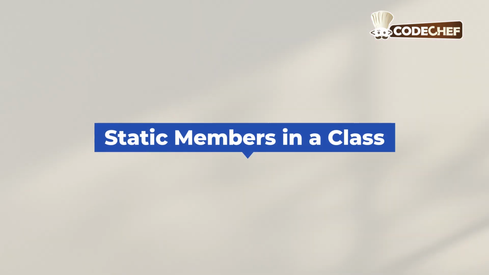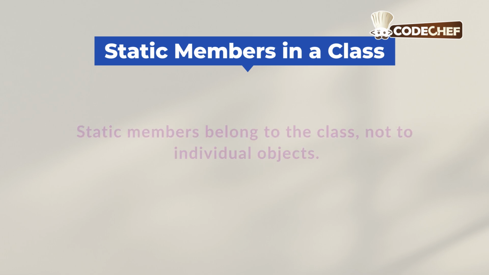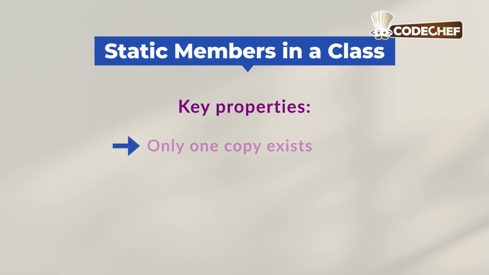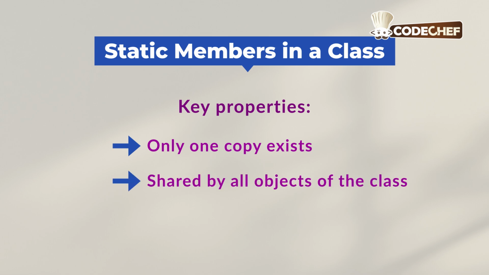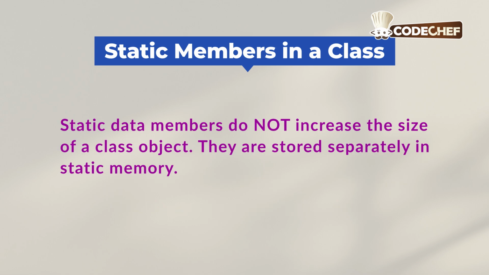Static members in a class. Static members belong to the class, not to individual objects. Their key properties are: only one copy of static members exists. Secondly, they are shared by all objects of the class, and memory is allocated only once. Static data members do not increase the size of a class object. They are stored separately in static memory.